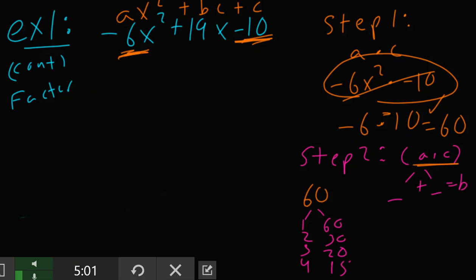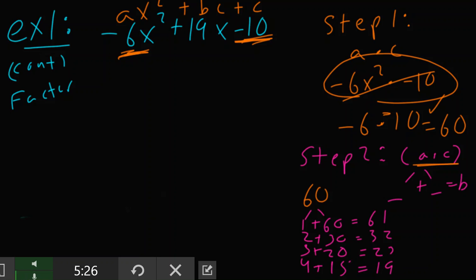And then I'm quite certain those are all the factors. But let's just stop right here. Because we said we're going to take all these factors that multiply to be 60, and we're simply going to add them and see what we get. 1 plus 60 is 61. 2 plus 30 is 32. 3 plus 20 is 23. And 4 plus 15 is 19.